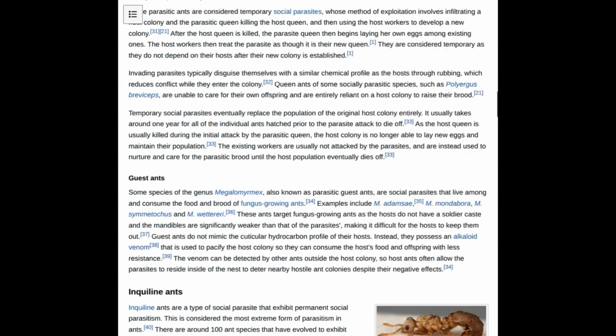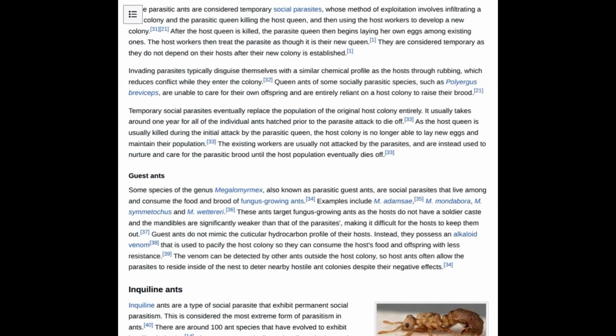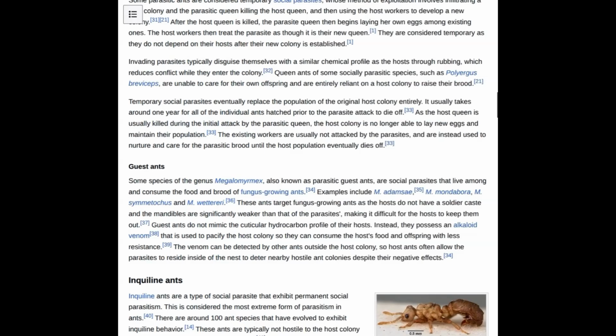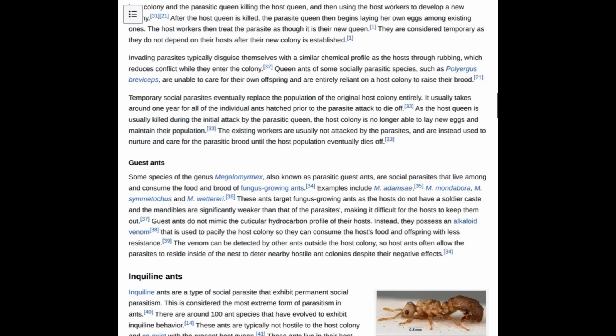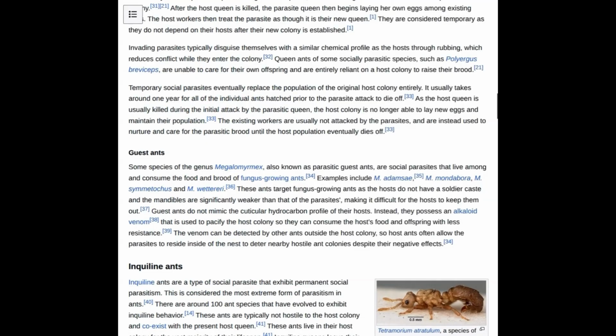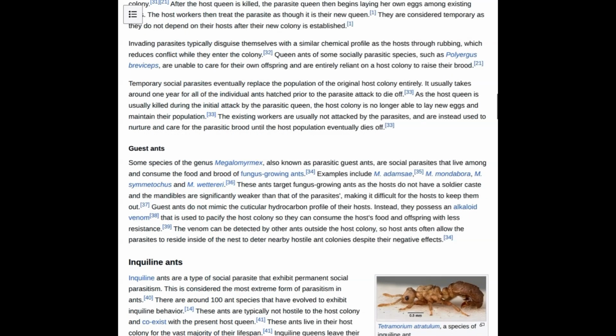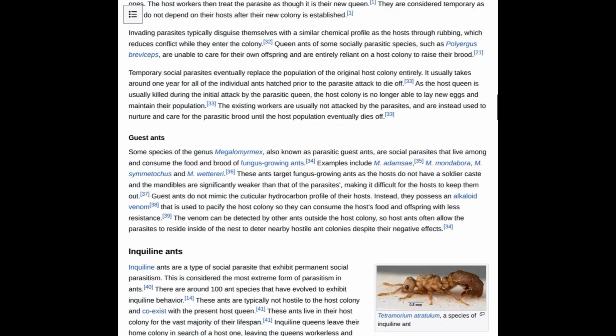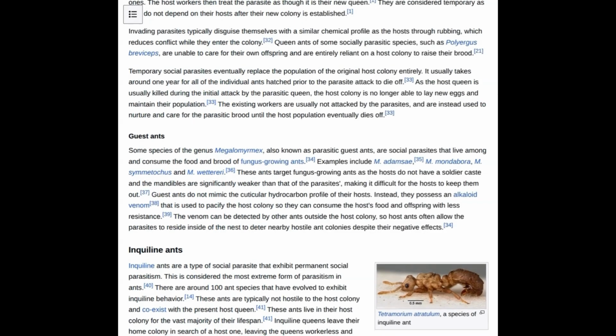Temporary social parasites eventually replace the population of the original host colony entirely. It usually takes around 1 year for all of the individual ants hatched prior to the parasite attack to die off, as the host queen is usually killed during the initial attack by the parasitic queen. The host colony is no longer able to lay new eggs and maintain their population. The existing workers are usually not attacked by the parasites, and are instead used to nurture and care for the parasitic brood until the host population eventually dies off.